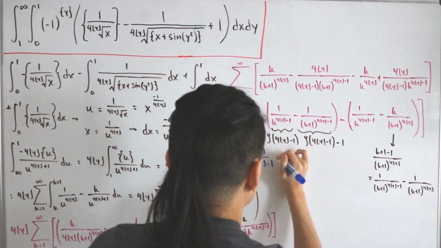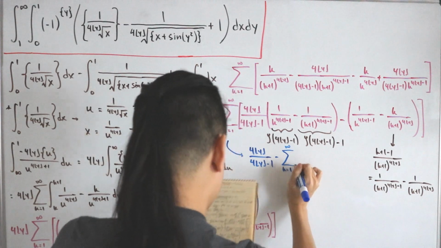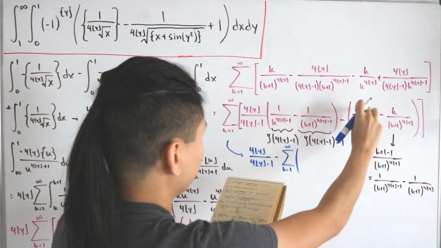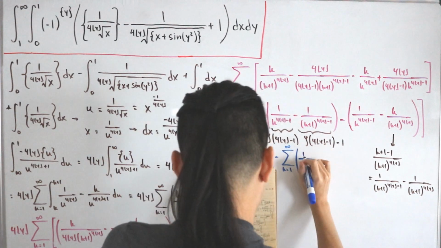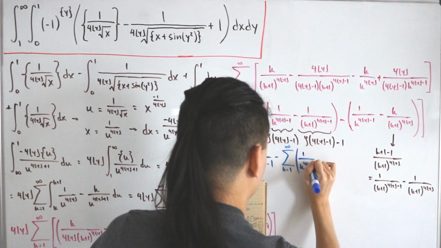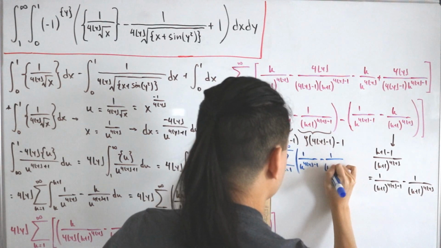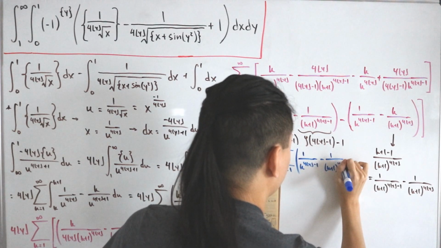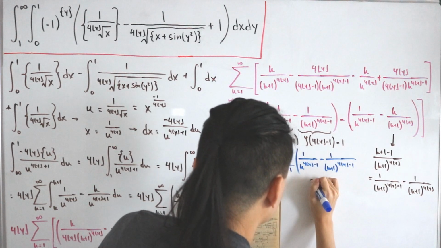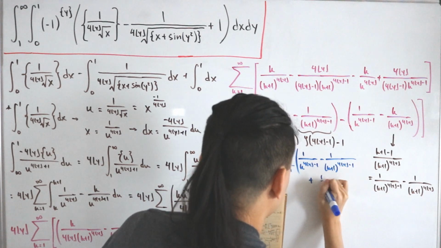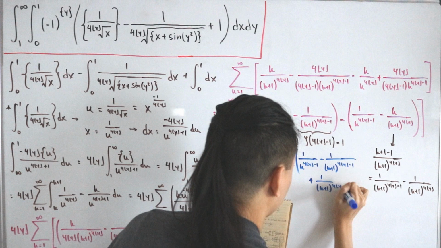And now all that's left is to continue writing the sum, the infinite sum, k equals 1. And then just replace the substitution from here and subtract everything here. So that means 1 divided by k to the power 4 floor y minus 1. Then subtract 1 divided by k plus 1 to the power 4 floor y minus 1. And I'm just going to leave some room over here. Then now add this with 1 divided by k plus 1 to the power 4 floor y.